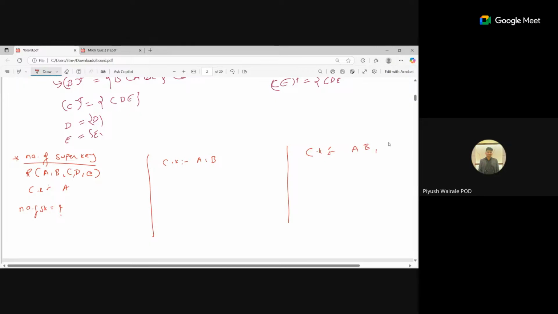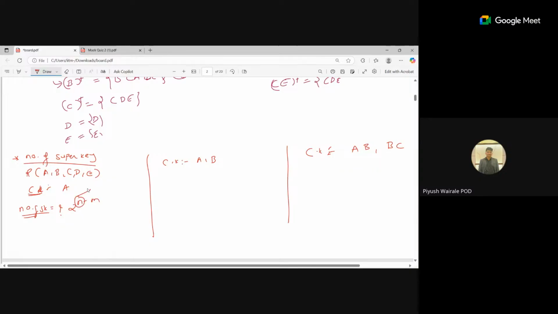Now if we have A, B, and B, C as candidate keys, then how many super keys do we have? So first, how to find the number of super keys? Someone said 16 for the earlier case. How did you get this 16? 2 to the power of the number of extra attributes other than the candidate key. It is basically n minus m here.